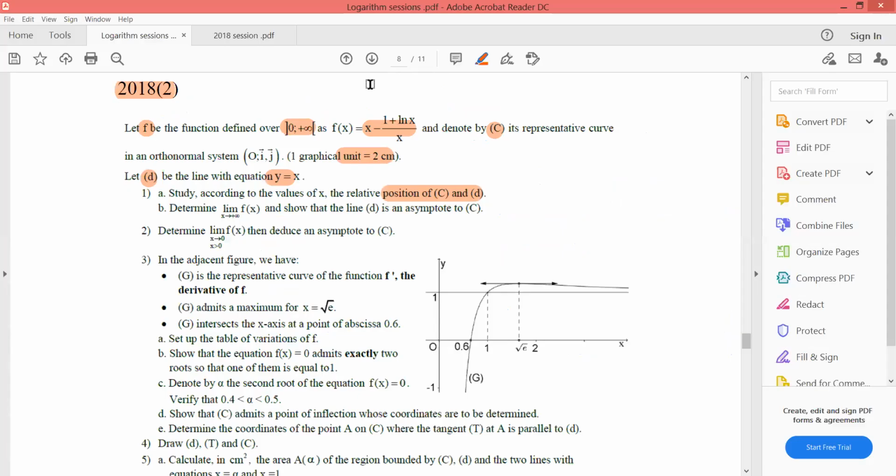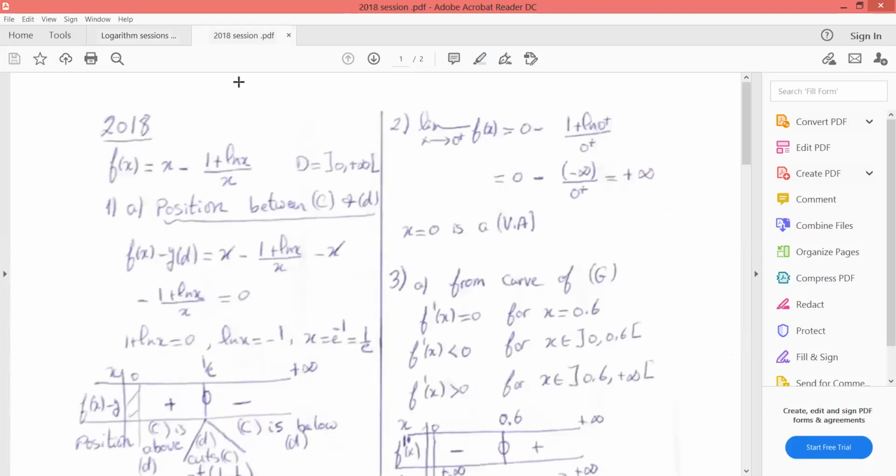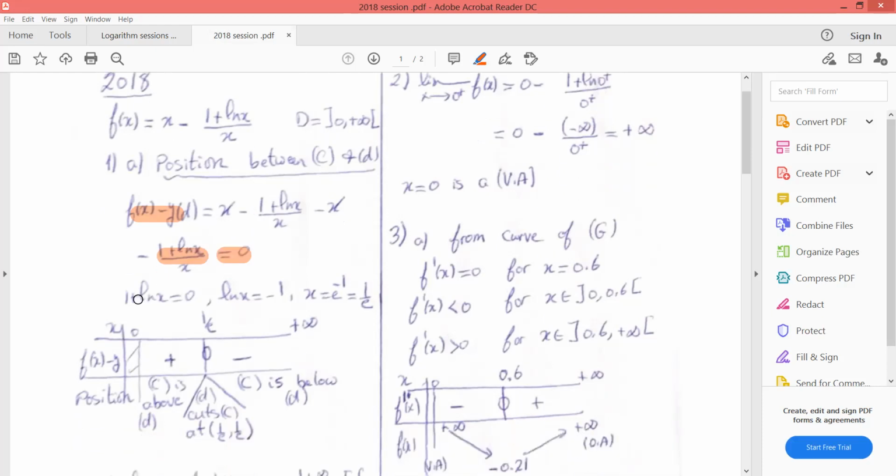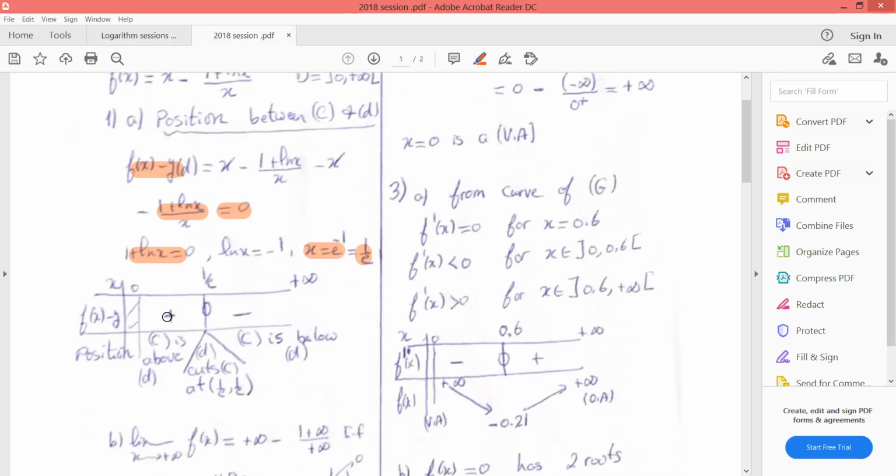So to study the position, f(x) minus y_D is minus (1 plus ln x) over x, equal to 0. We solve it equal to 0 because we don't know its sign. 1 plus ln x equals 0, and x equals e to the minus 1, 1 over e. As we said before, positive means C is above D, negative, C is below D. And at 0, we say D cuts C at 1 over e.